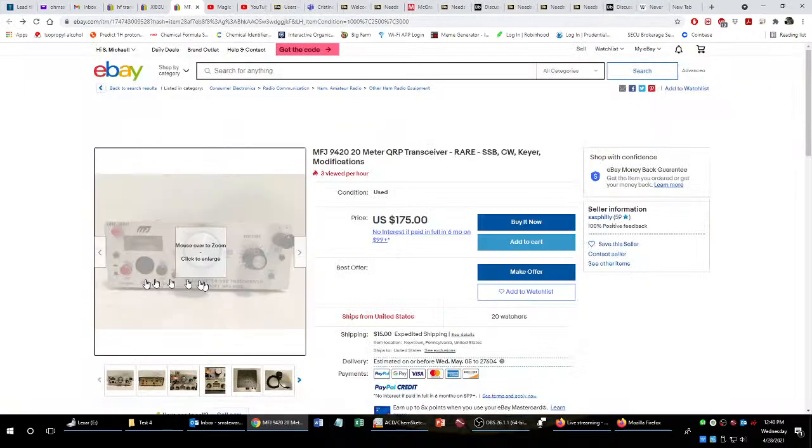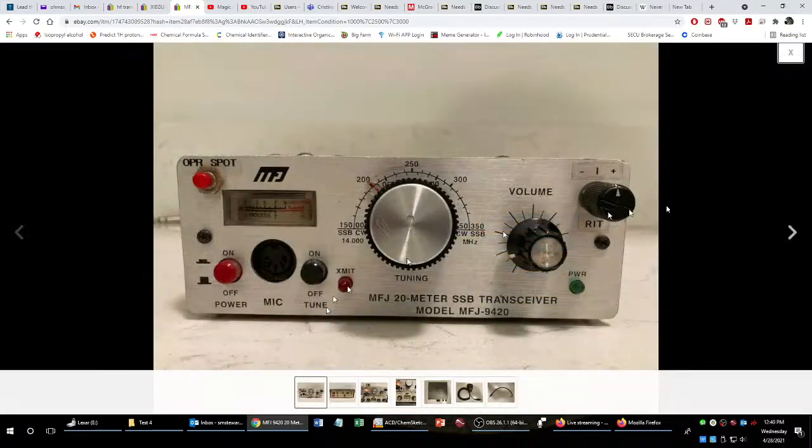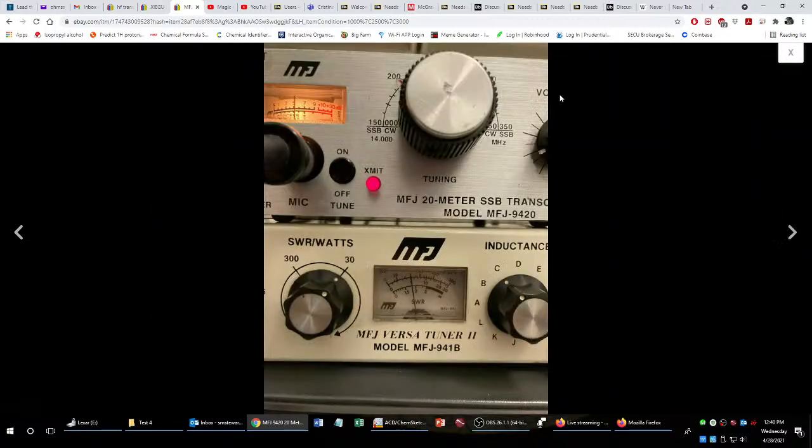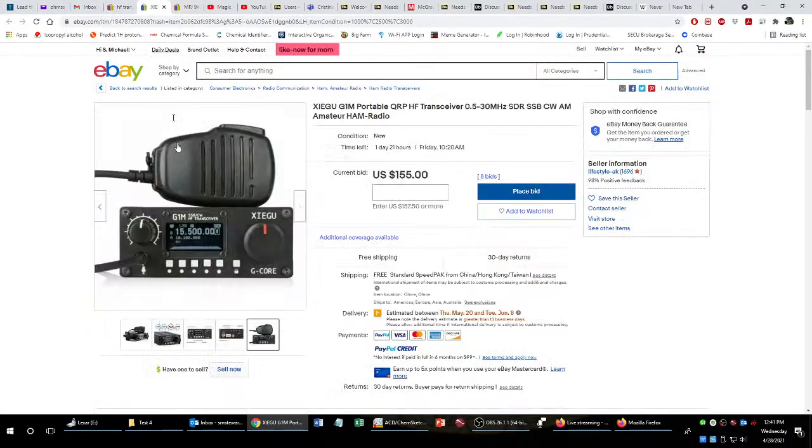Somebody wants $175 for this one. It's not a vacuum tube one, but it only does Morse code and maybe a little bit of single sideband, although it doesn't say if it's upper or lower. And I think it's hilarious because on this exact same website, you can buy a cheap Chinese radio, completely digital, for $155. That will probably do just about as much.